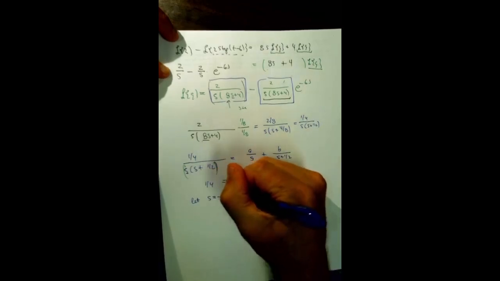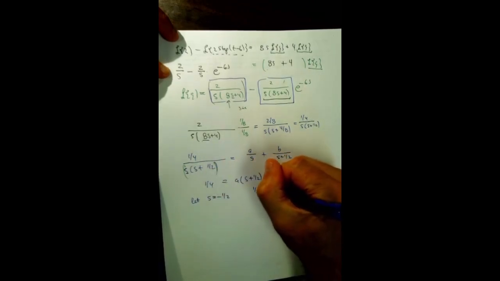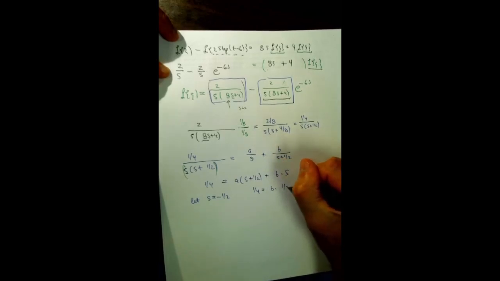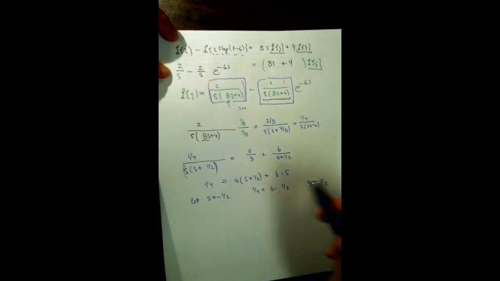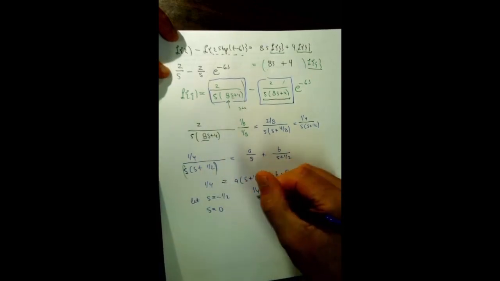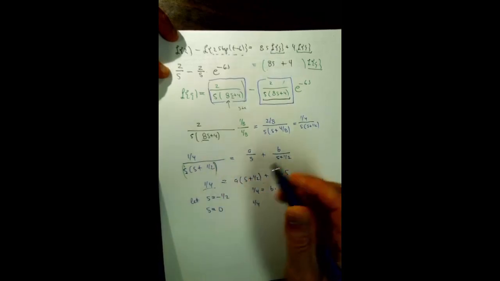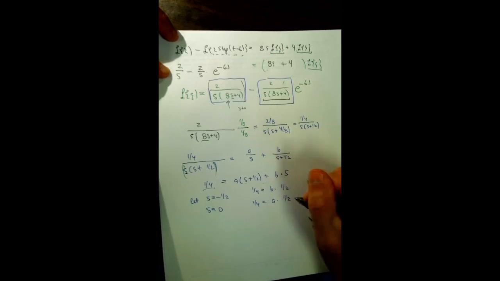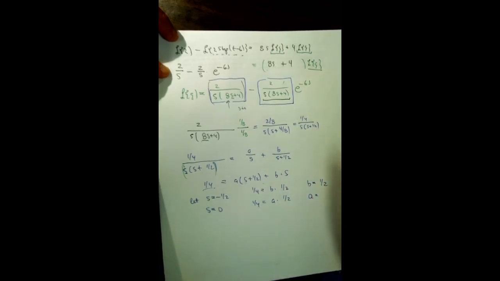So let's let s equal minus a half. I get 1/4 equals a times 0 plus b times minus a half. So b is minus 1/2 if I multiply both sides by minus 2. If I let s equal 0, I'll get 1/4 on the left, and I'll get a times 1/2 on the right. So a is going to be equal to 1/2.